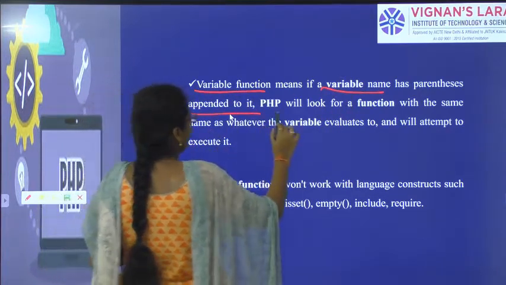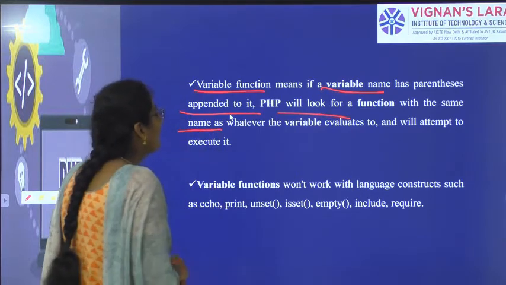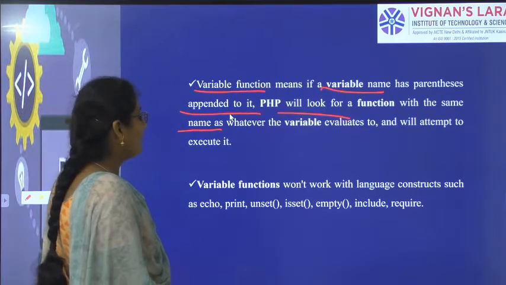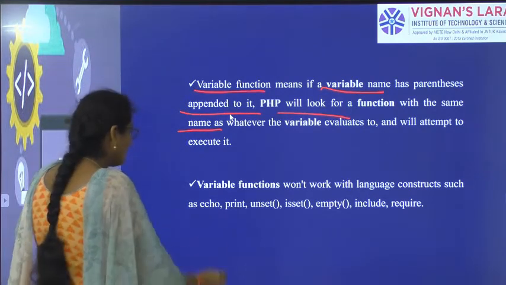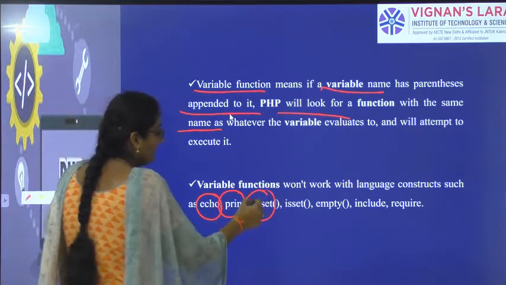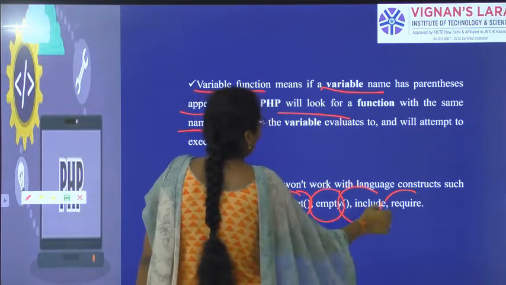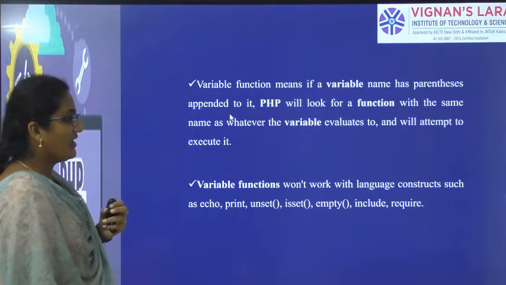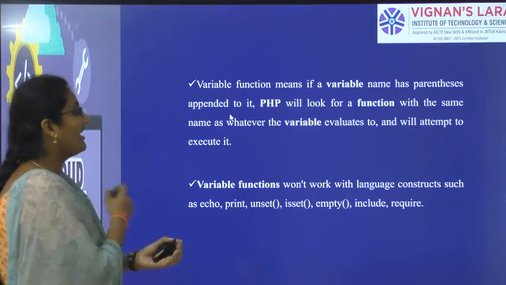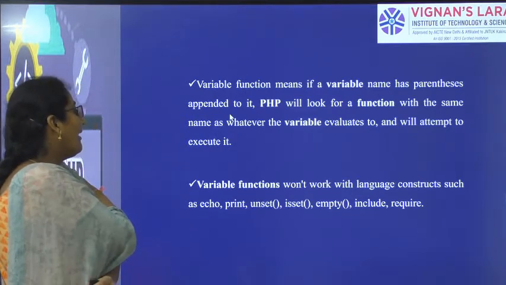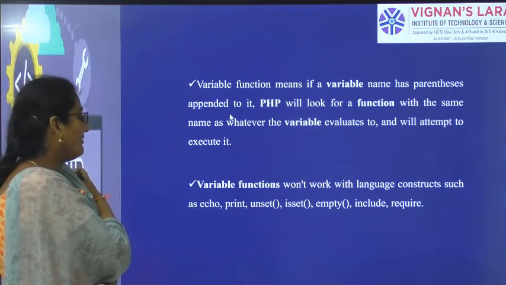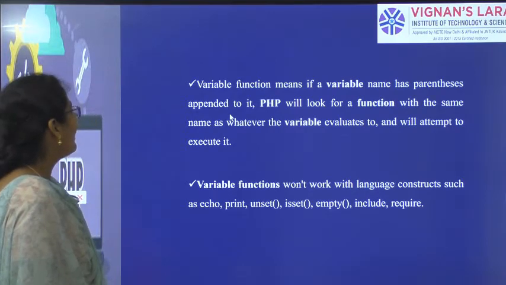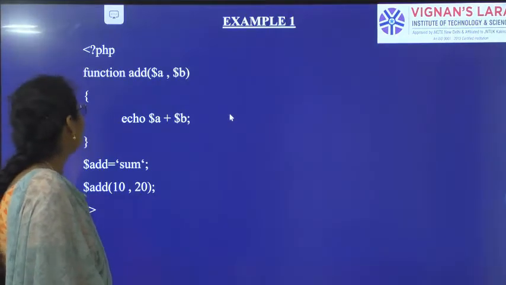PHP will look for a function with the same name as whatever the variable evaluates to, and will attempt to execute it. Variable functions won't work with language constructs such as echo, print, unset, isset, empty, include, require. So PHP will check whether the name existed somewhere else or not. So let us see the examples for variable functions.